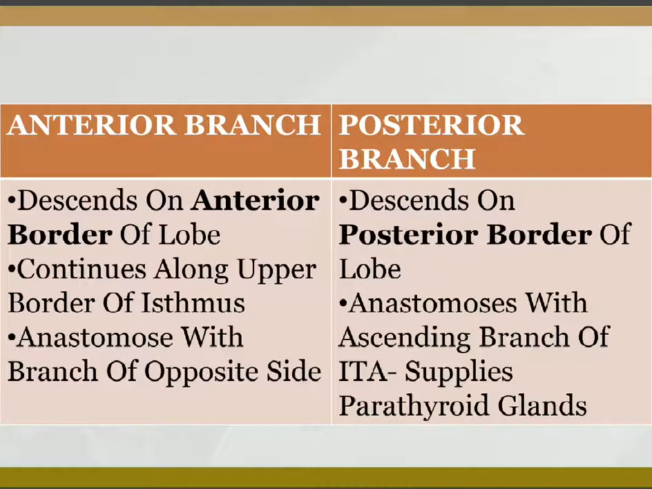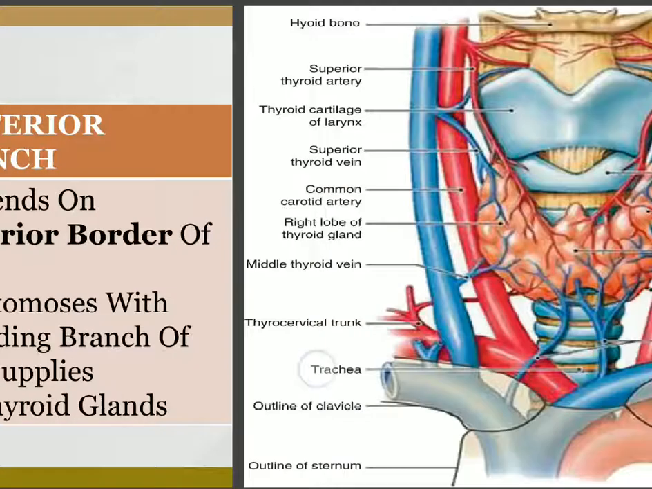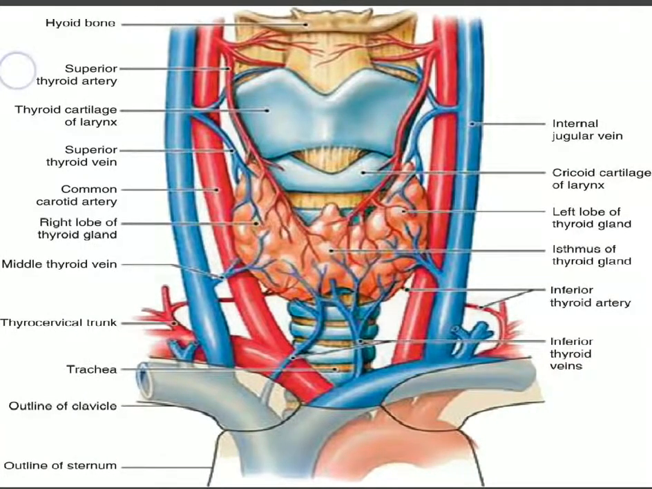So the same description has been given: anterior branch, posterior branch of the superior thyroid. In this figure also the same, external carotid is giving the branch, anterior, posterior. This is superior thyroid artery, the anterior branch and the posterior branch. And you can also see the thyrocervical trunk, that is giving the inferior thyroid artery.